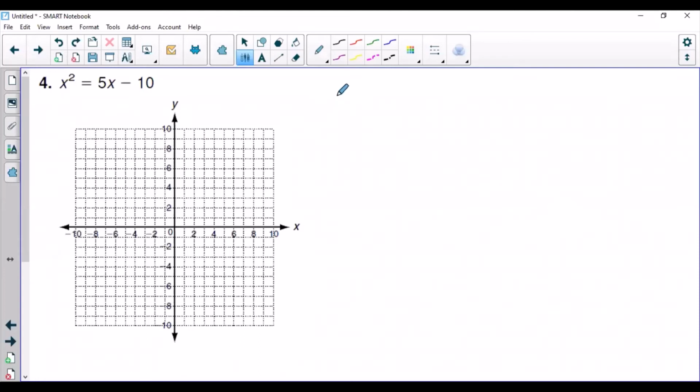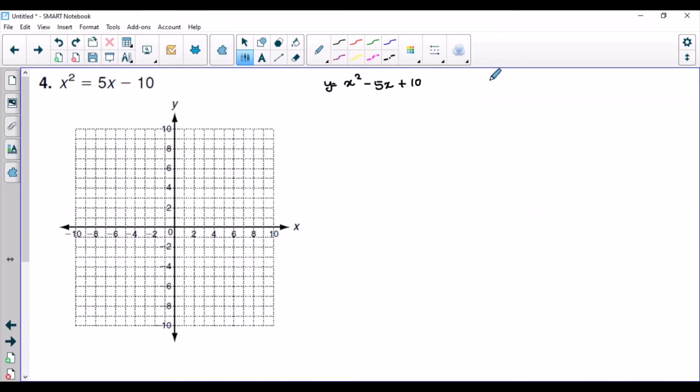Let's do question number 4. Now again, question number 4 is not in the correct quadratic equation form. So first rearrange it. If you rearrange it, it's going to be x squared minus 5x plus 10 equals y, or y equals, it's all the same. You could even keep it as 0, which means it's y equals.